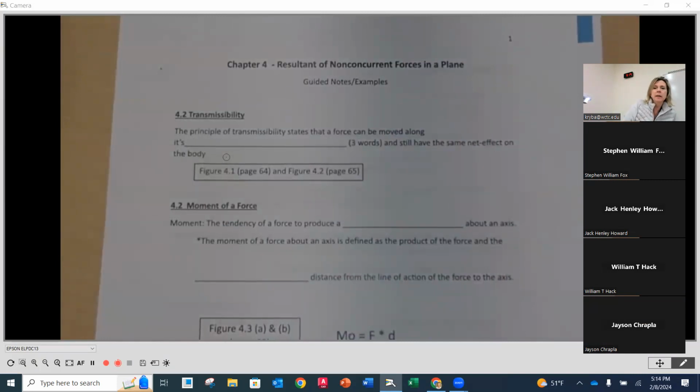So you'll notice that here it says resultant of non-concurrent force systems. So what that means is they're not going to have that common point. So the problems are going to look a little different. Okay, there's not going to be those intersections that we were looking for before.